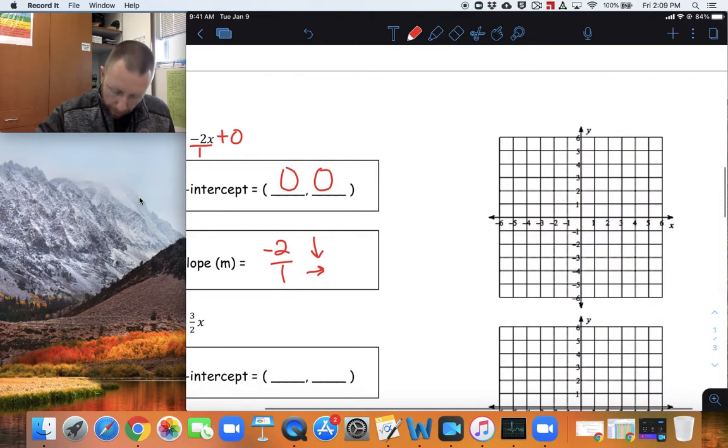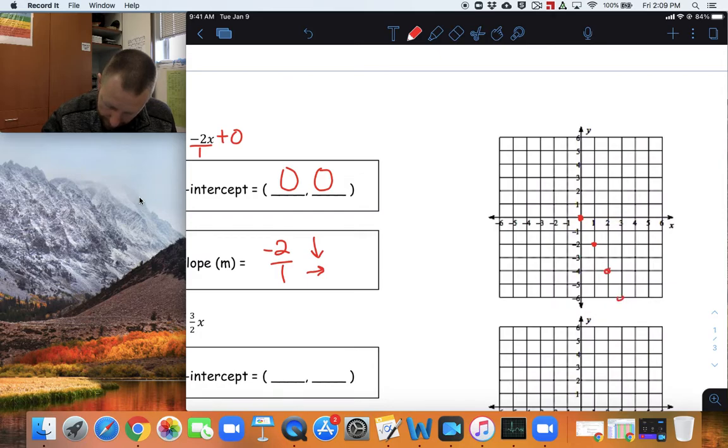So I'm going to graph my y-intercept first, which again is at the origin, and go down 2 to the right 1, down 2 to the right 1, down 2 to the right 1, until I can't go any further. And then go back to my beginning point and do the opposite. Up 2 to the left 1, up 2 to the left 1, up 2 and to the left 1.